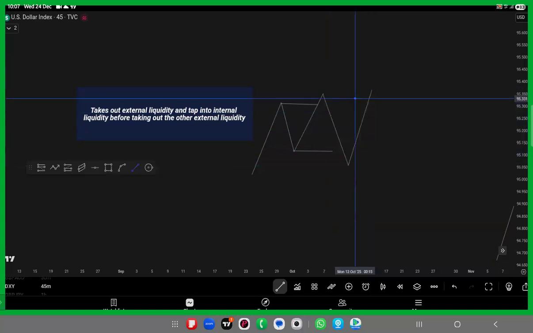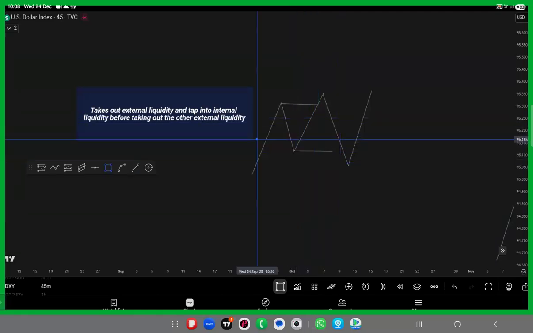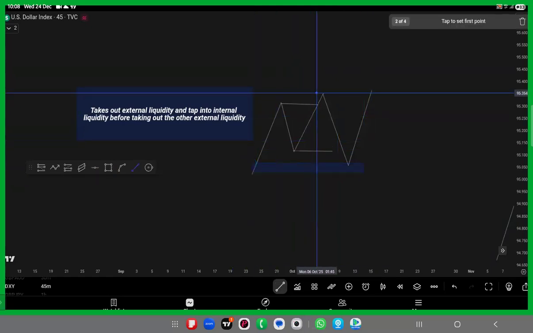Now, the reason why I did not say it taps into internal liquidity first here is because most of the time the market doesn't take out this liquidity here before coming over to take out this one. The important thing is that it will first of all take out this liquidity here, this one in particular. It will take out this one, then it will do what? Tap into internal liquidity, which should be at this particular level, before taking out the other external liquidity.